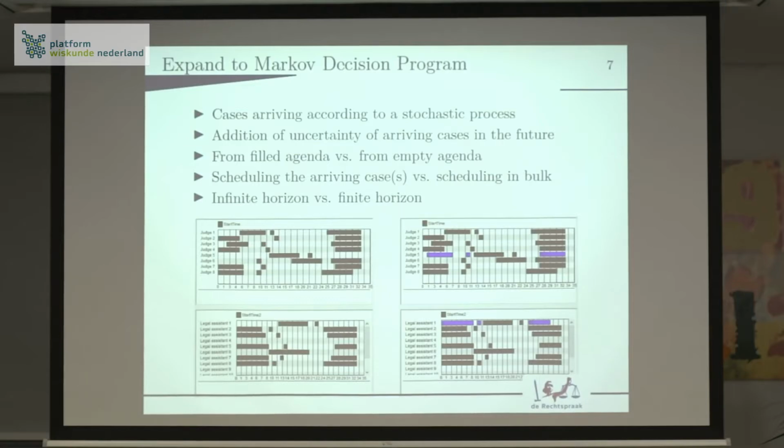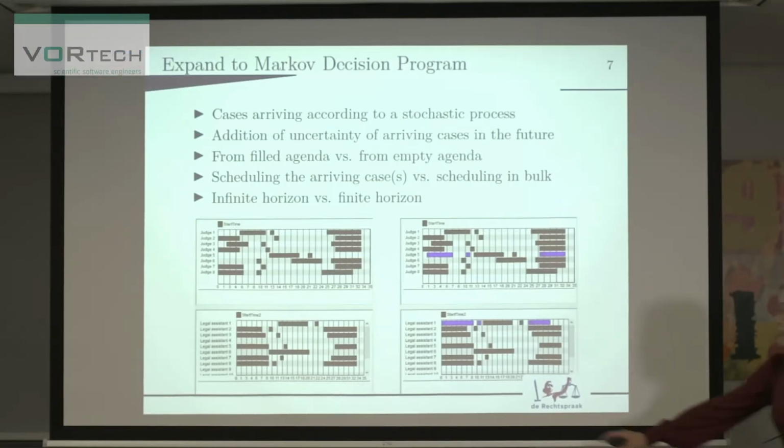So in the Markov decision process, cases arrive according to a stochastic process, which fits the reality. And we also have the addition of the uncertainty of appointments arriving in the future. And we also start with a filled agenda. So we start with something as on the left, and we have to schedule a new incoming appointment. And we have to schedule a case one by one instead of scheduling a bulk at once. And also we have an infinite horizon instead of a finite horizon.